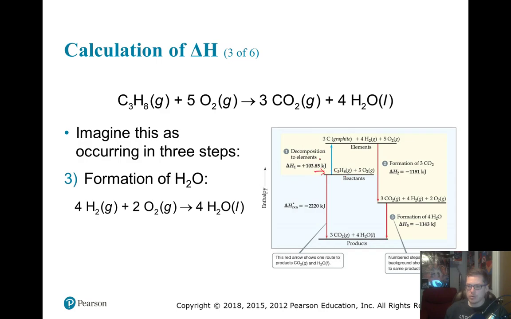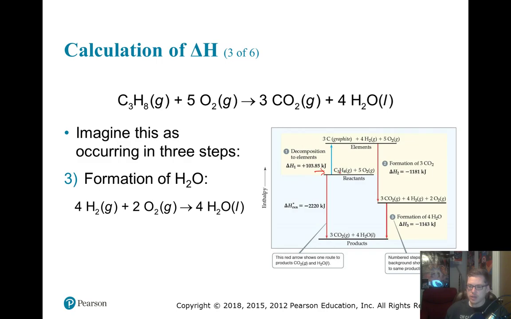Okay, and we broke them down into their elemental forms. O2 is already elemental, so all we had to do was break down our carbon and hydrogen. We formed our carbon, got our hydrogen, and then we start putting things together. First step is we combined our carbon and our oxygens to form CO2.